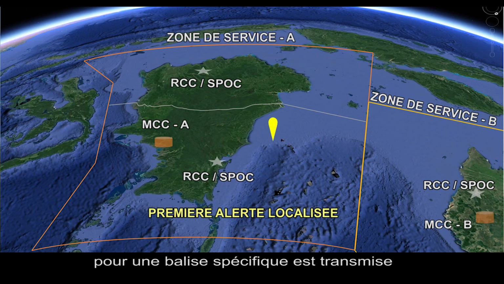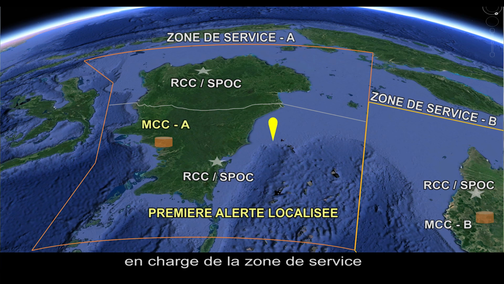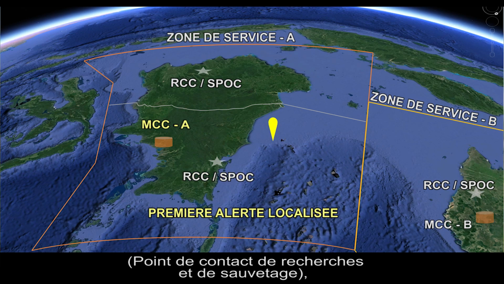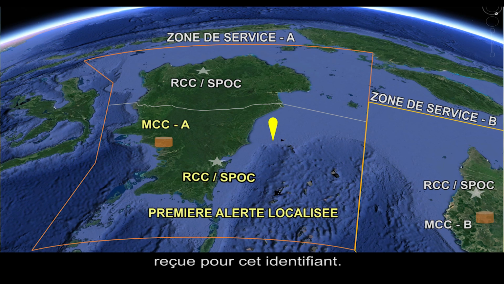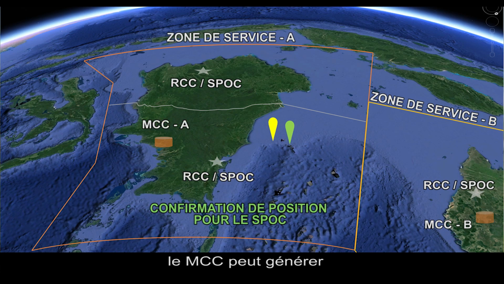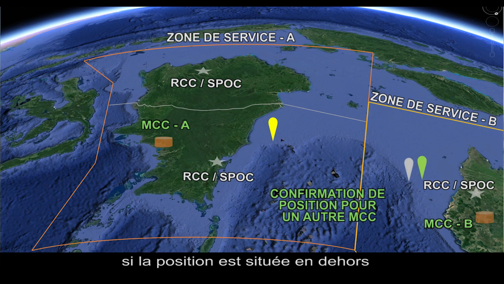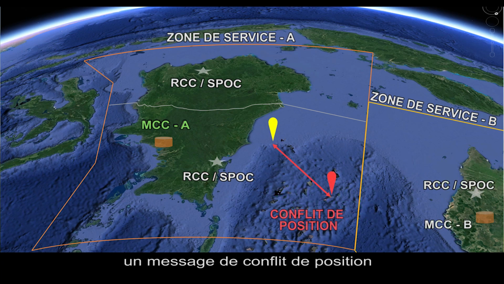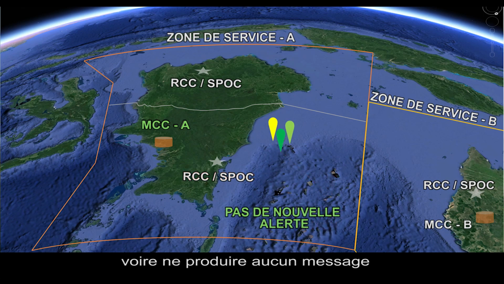For example, a first located alert for a specific beacon is forwarded to the relevant MCC in charge of the service area where the beacon is located, and is finally sent to the appropriate SPOC, search and rescue point of contact, as the first alert or initial alert received for this beacon ID. Depending on the location of the next alert received for this beacon, the MCC may generate a position confirmation message for the SPOC, or for another MCC if the position is located outside the local service area of the first MCC, if the new position matches a previous one already processed. The MCC might also generate a position conflict message if the position differs, or no outgoing message if the new alert is similar to a previous alert already processed and does not offer additional valuable information, such as a redundant alert.